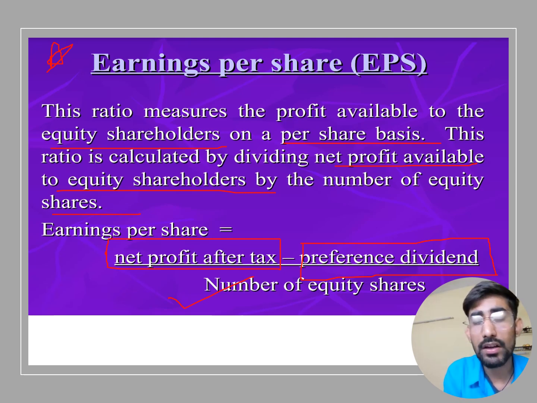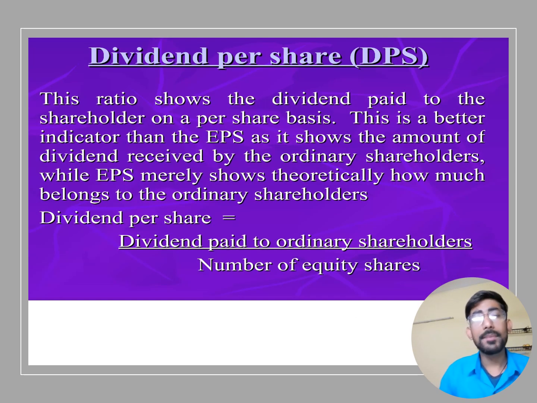It is a very good, very important ratio, that is EPS, earning per share. It shows the value of our equity shares. So simply we will use the net profit after tax, then deduct the preference dividend, and then divide it by the number of equity shares. Okay, coming up, DPS. It is also an important ratio, that is dividend per share.